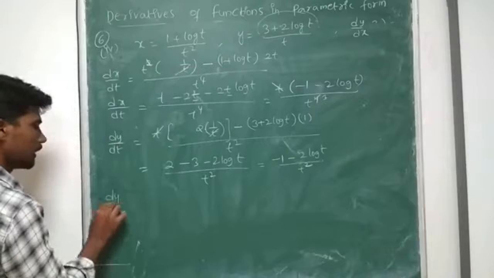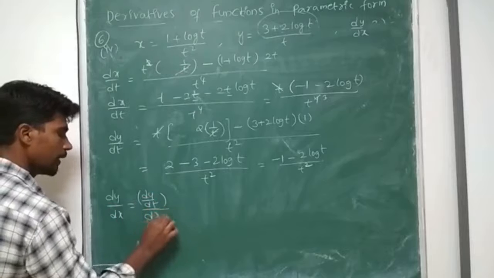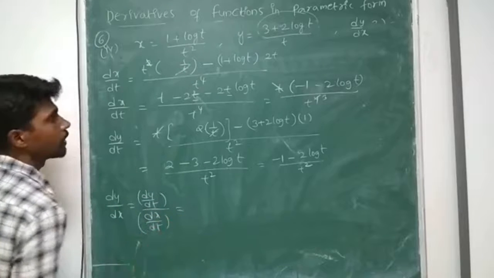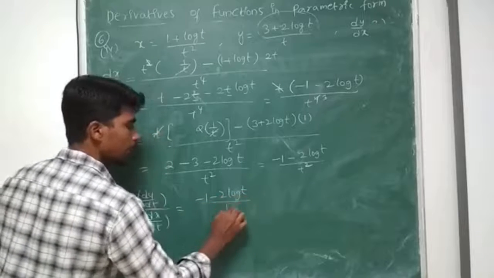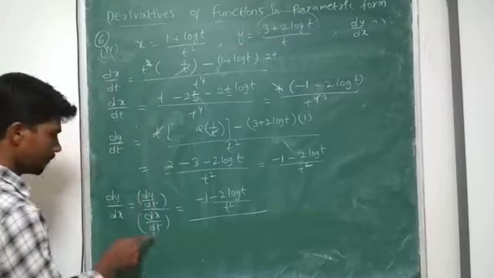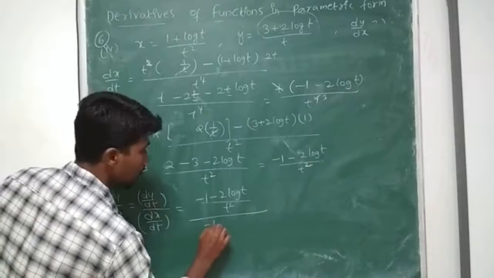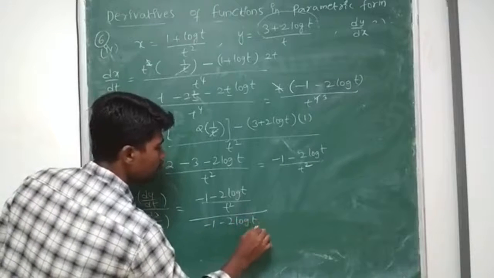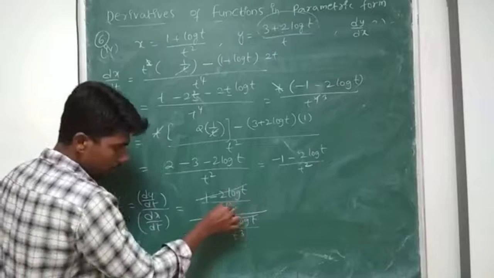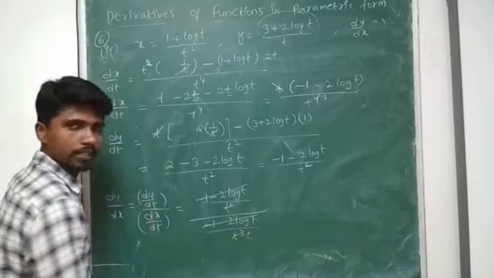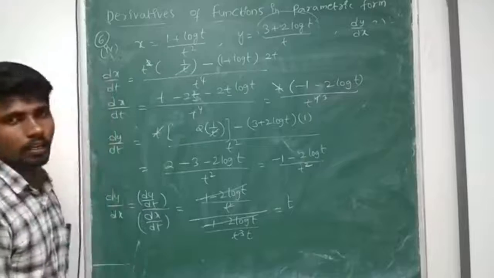I want dy by dx, which is nothing but dy by dt divided by dx by dt. So dy by dt is minus 1 minus 2 log t by t square, divided by dx by dt, which is minus 1 minus 2 log t by t cube. Numerators will get cancelled. T square by t cube, so remains t in the denominator. We get t as our answer.